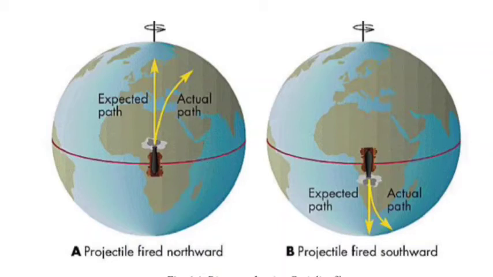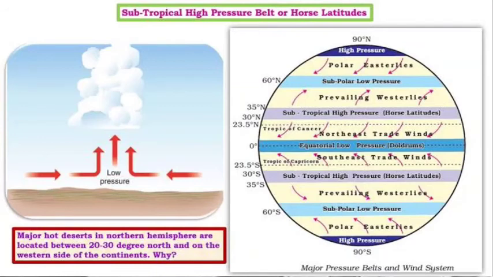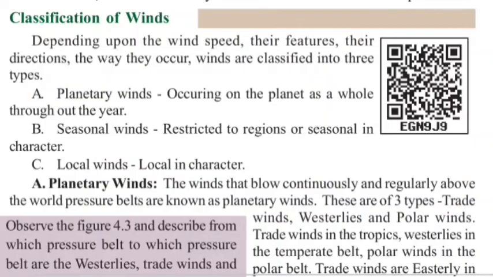Now, classification of winds. How many types of winds are there? Depending upon the wind speed and their features, their directions, the way they occur, winds are classified into three types. One is planetary winds, another seasonal winds, and another local winds. What are planetary winds? They occur on the planet as a whole throughout the year. The winds that blow continuously and regularly above the world pressure belts are known as planetary winds.